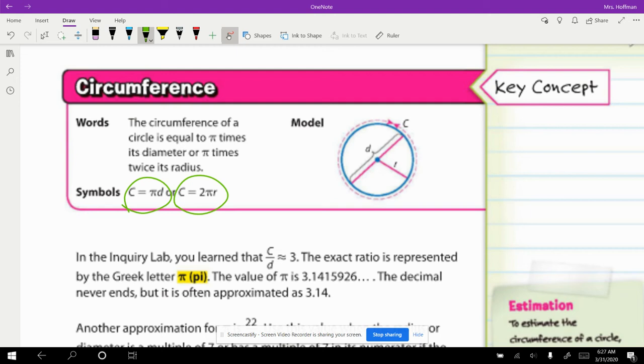And on the first page, we discovered that circumference is pi times bigger than any diameter. So this is all going to start to make sense. These formulas don't change. All you have to do is plug in the numbers.